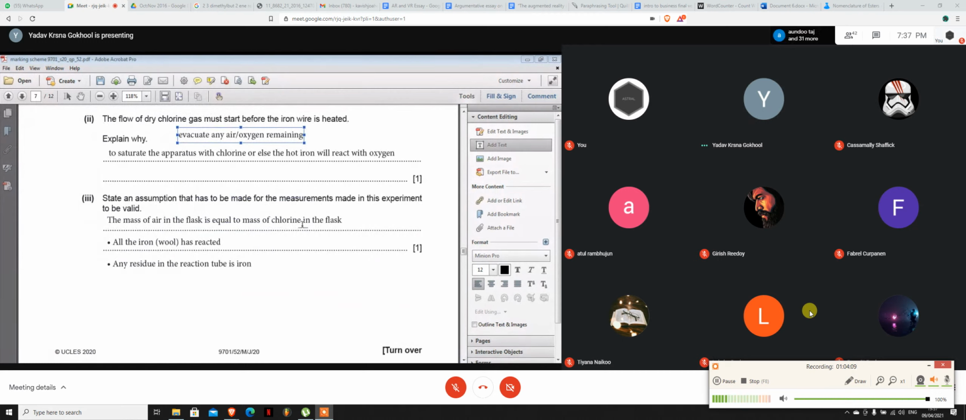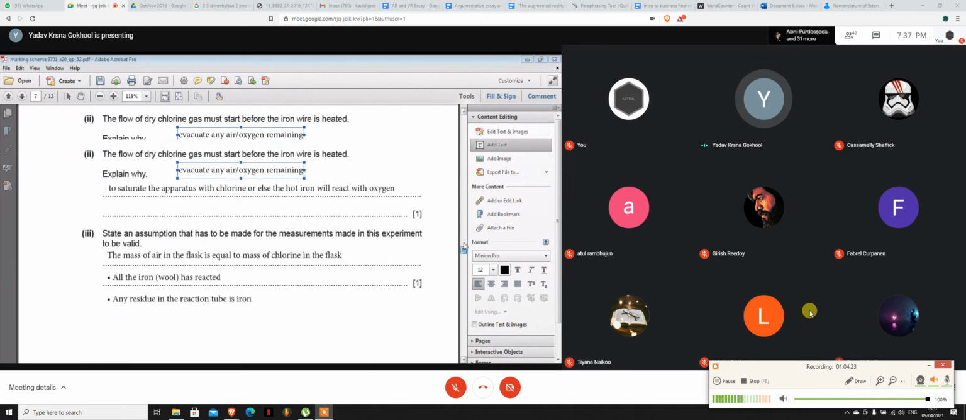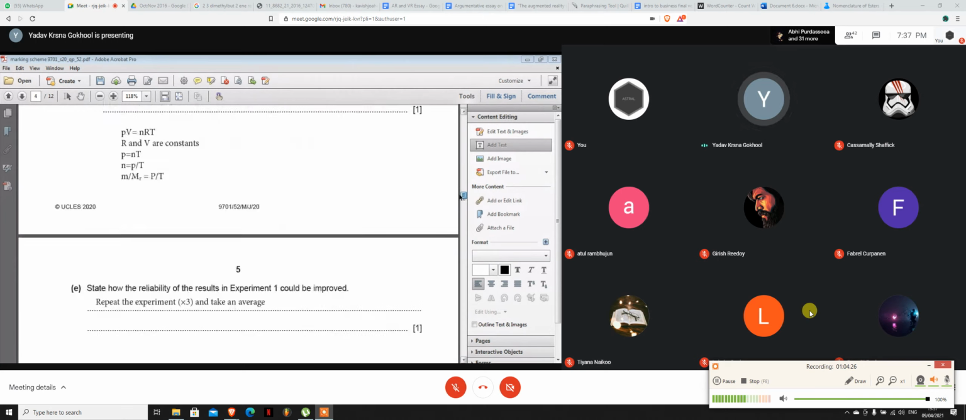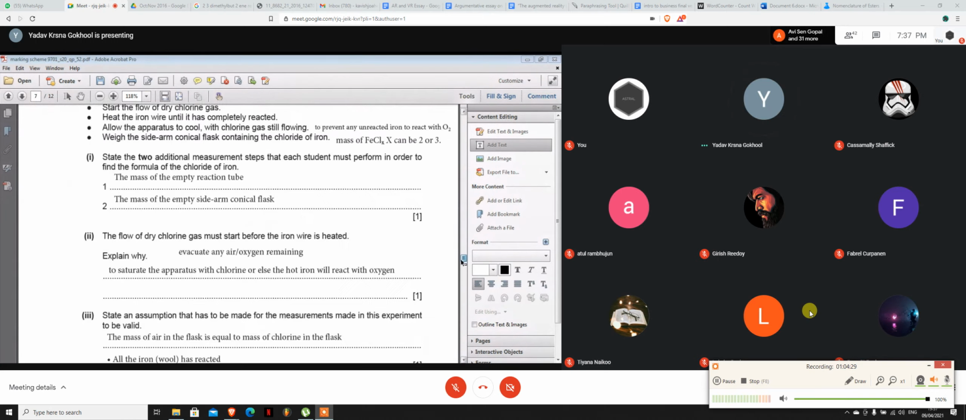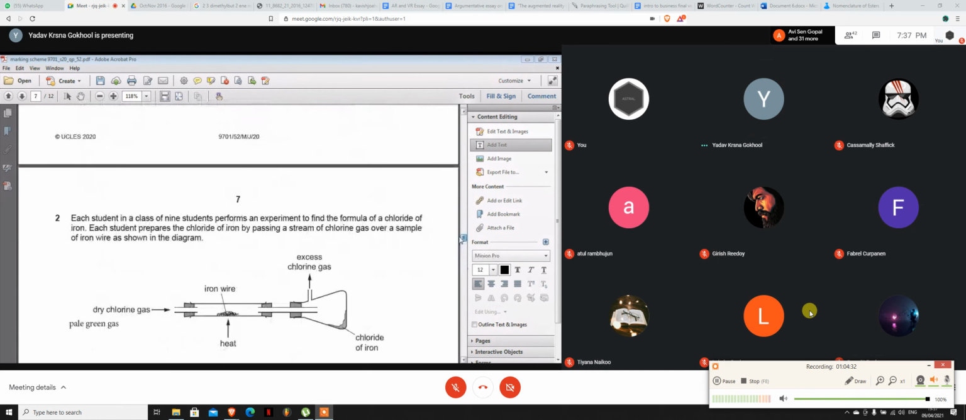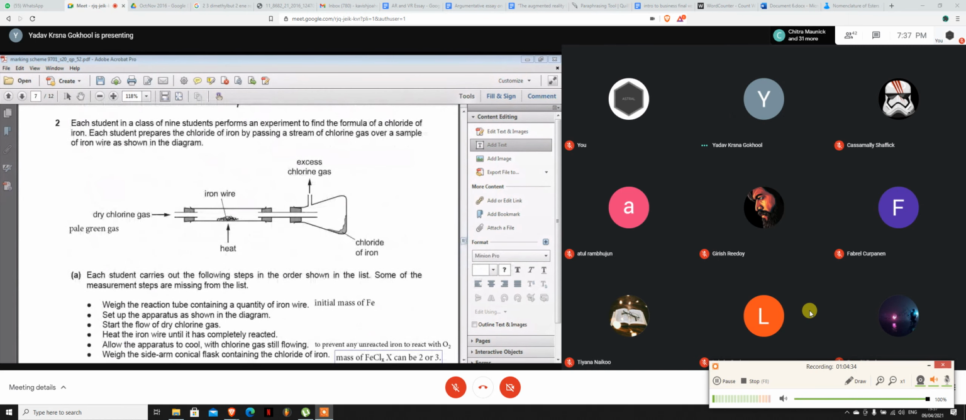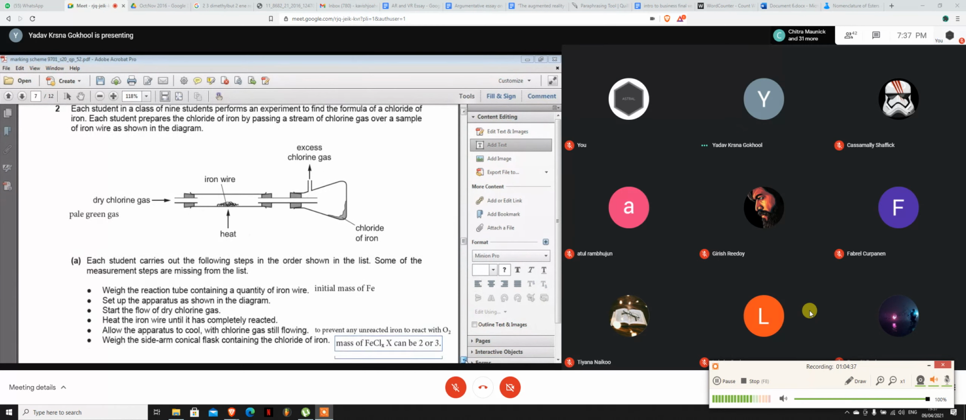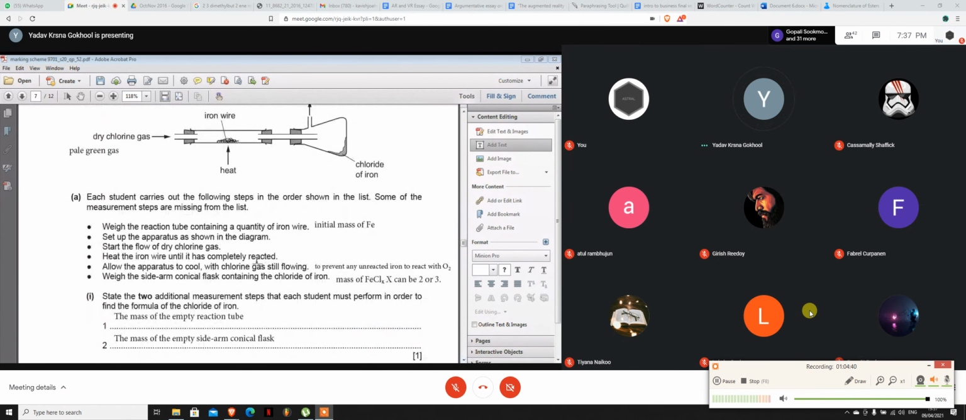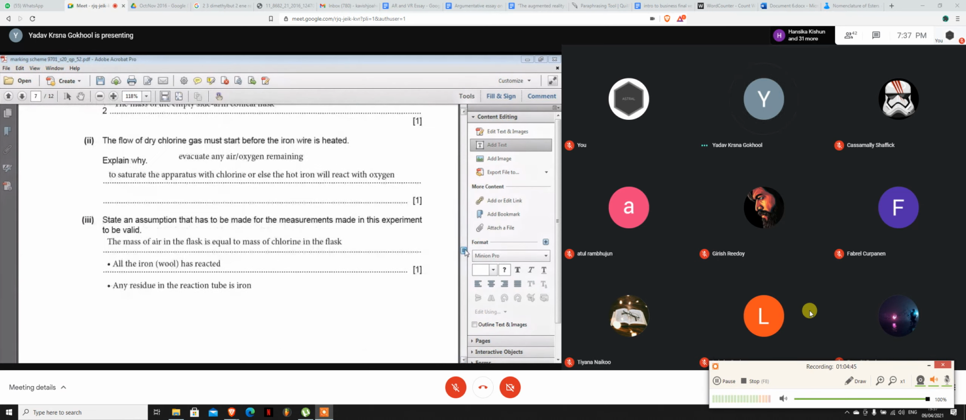So I would have gone with: all the iron wool has reacted. Why? Because I'm ensuring that we are reacting all the iron. Somewhere it is written down here. You see, heat the iron wire until it has completely reacted. So this is my first assumption: all the iron wool has reacted.